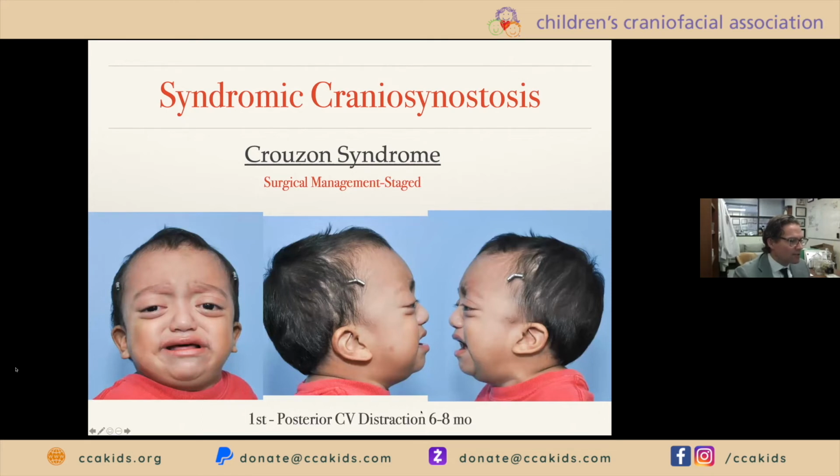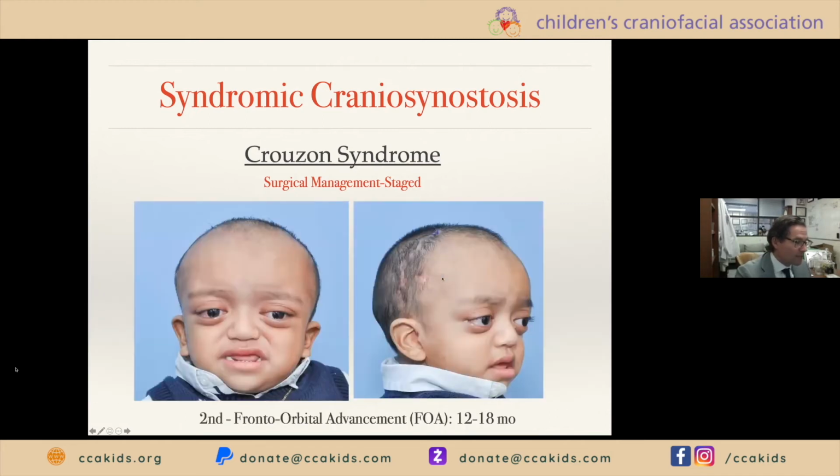So we do this at 6 to 8 months of age. And then at about 12 months of age, we go back and we do what we call a frontal orbital advancement. So here he is after that actual surgery, the frontal orbital advancement at 12 to 18 months. Now he is still proptotic, but he's able to protect his eyes now.